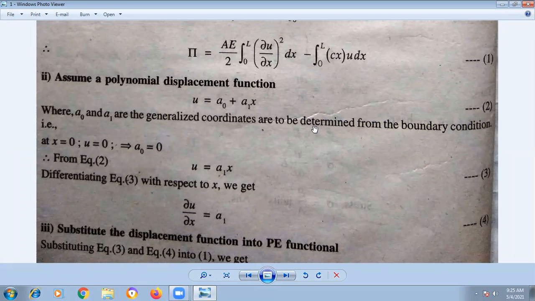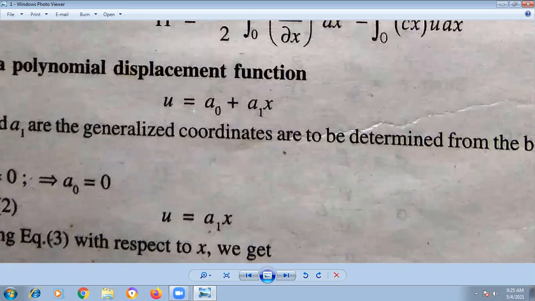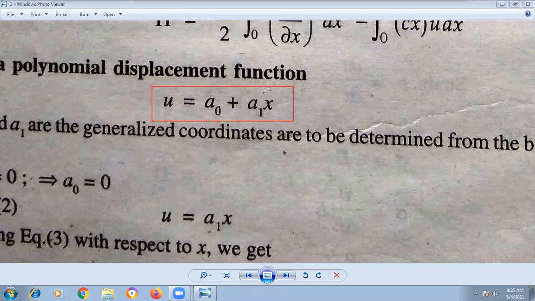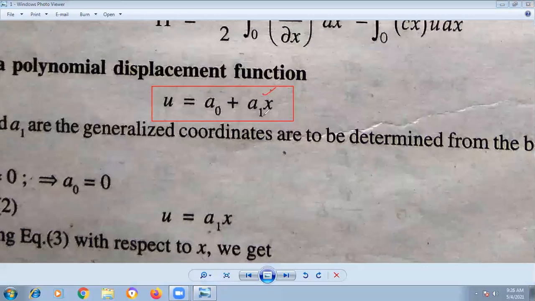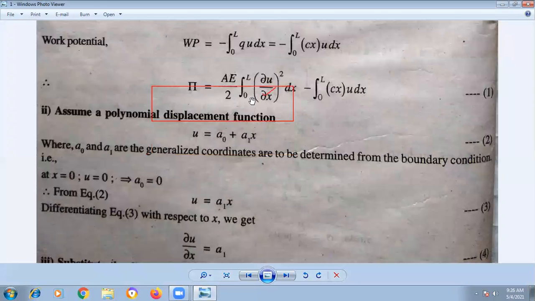What are they? The first one is the rigid body displacement. Therefore, the A0 term will be a constant. Then A1x, you have A1x here. That means it's a linear term that will give us a constant strain state. Therefore, I think this is enough. Two terms are enough to get the solution for us. So I will stop with A0 plus A1x. Clear?